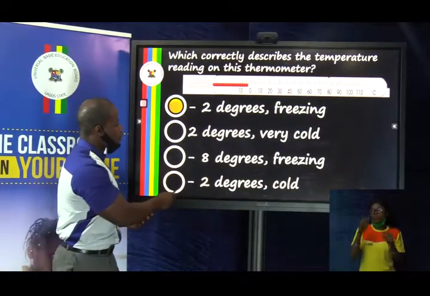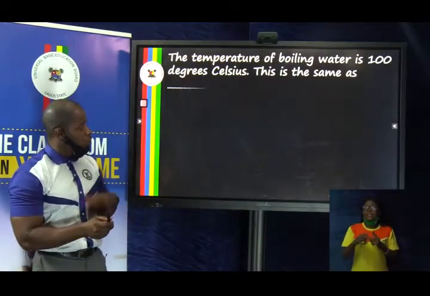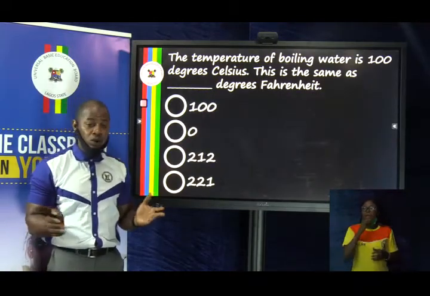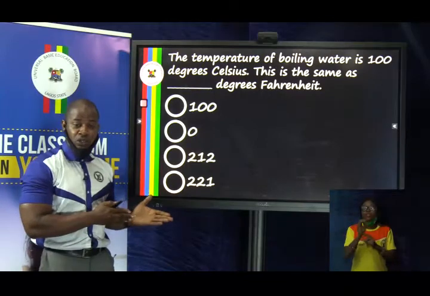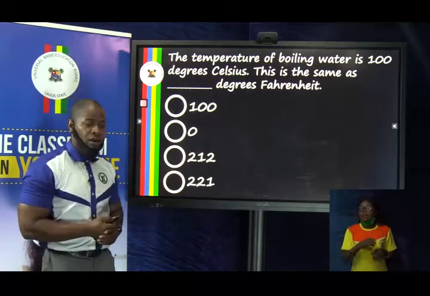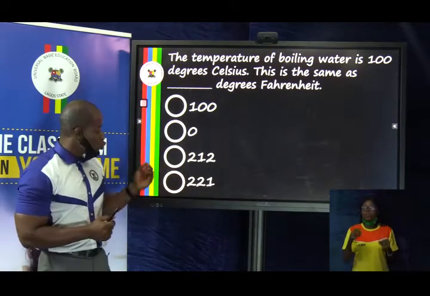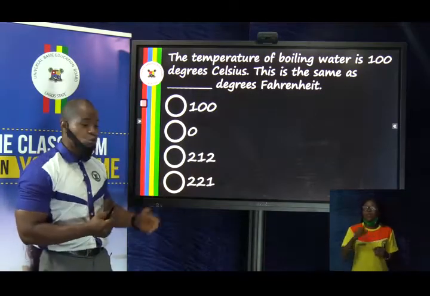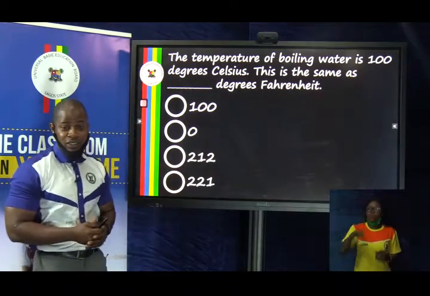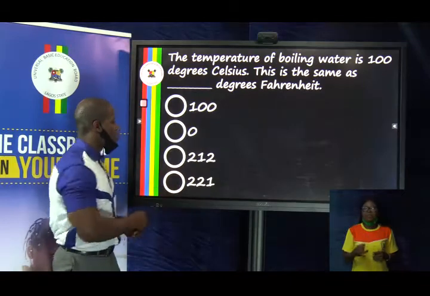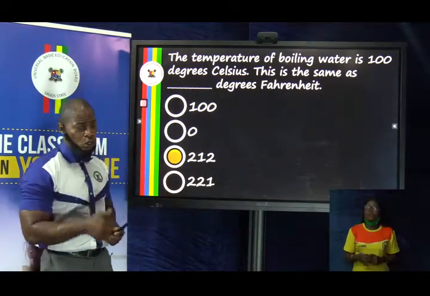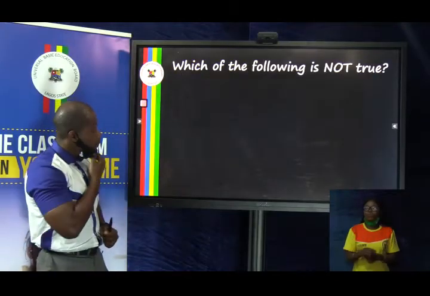Okay, let's move on. The temperature of boiling water is 100 degrees on the Celsius scale. This is the same thing as what on the Fahrenheit scale? 100 degrees Celsius is how many degrees Fahrenheit? Do you remember this? The options are 100 degrees Fahrenheit, 0 degrees Fahrenheit, 212 degrees Fahrenheit, and 221 degrees Fahrenheit. The answer is very clear, isn't it? You selected it. Let's see whether you're correct. It is 212 degrees Fahrenheit. Good job you selecting the correct answer.